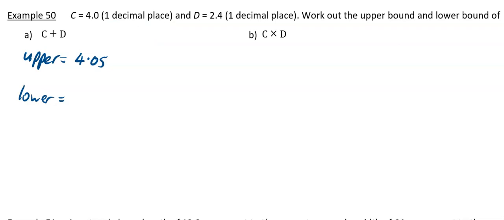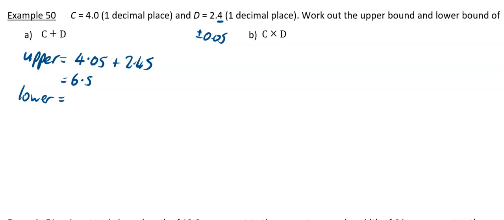Same idea for d. D is 2.4, to 1 decimal place. So you have to go plus or minus 0.05 onto the 2.4. So my upper bound is going to be 2.45. And when you add those two things, you're going to get 6.5. Bang on, 6.5.